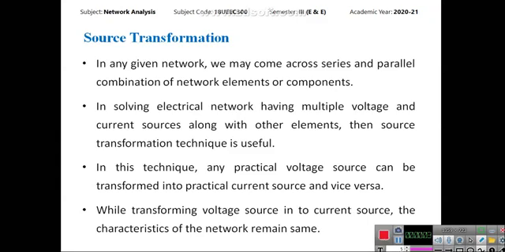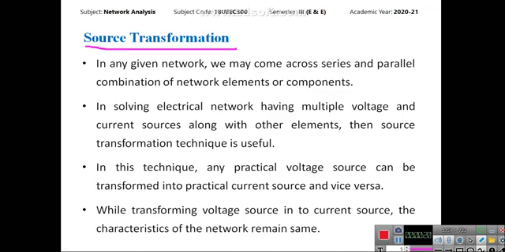Okay, welcome to today's class. Today I am going to explain about the source transformation. So this source transformation is also one of the techniques you can make use of while solving the electrical network.